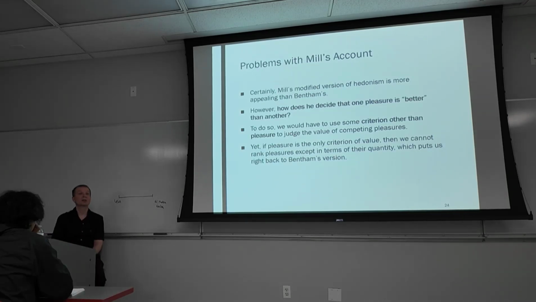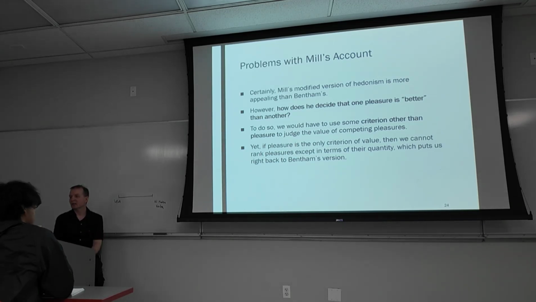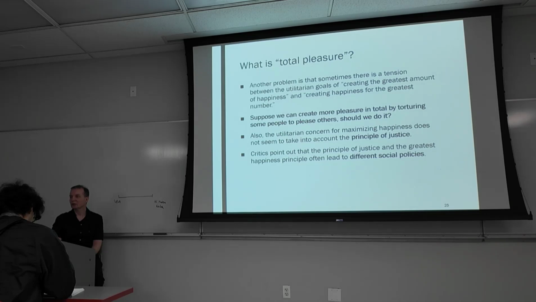The problems which other people have found with Mill's account, it's more appealing overall. It does seem like Bentham is a little more sterile, whereas Mill takes more into consideration. However, how does he decide that one pleasure is better than another? We already talked about that, right? This quality of pleasure, it seems like indeed a very vague concept too. Intuitively, there may be something to it, but hard to say. What is total pleasure? That's another thing.